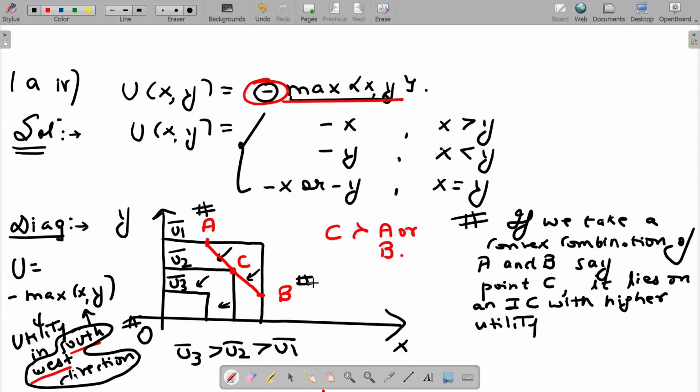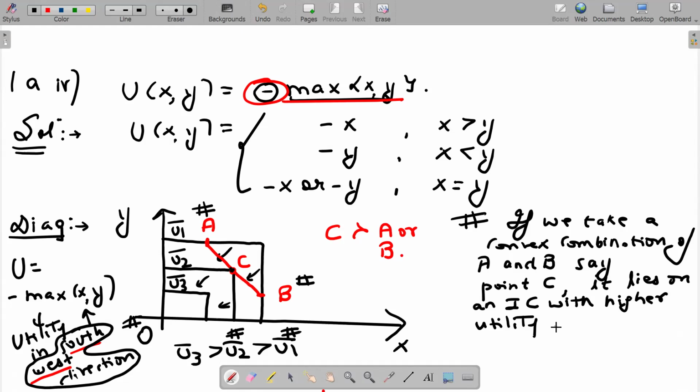What is the convex combination? I've again covered this in the mathematical methods for economics course. A convex combination of A and B lies on the line joining A and B. It lies between A and B. So point C is a convex combination of A and B. Point C lies on a higher indifference curve. Why higher? Because point C lies on U2 bar, and U2 bar gives a higher utility than U1 bar.